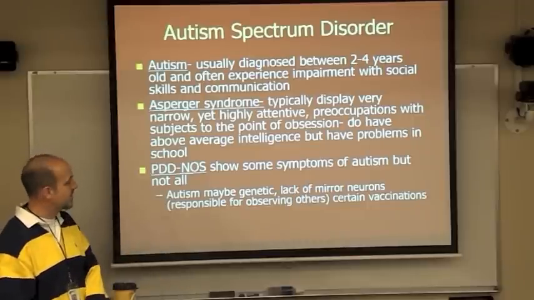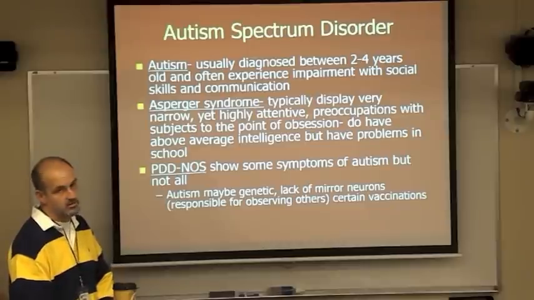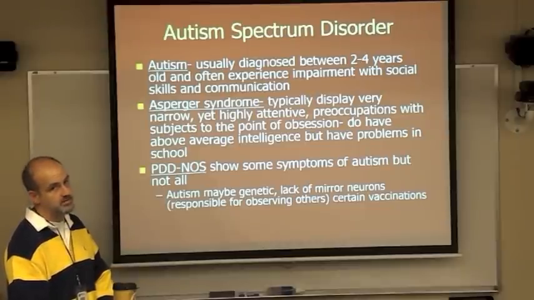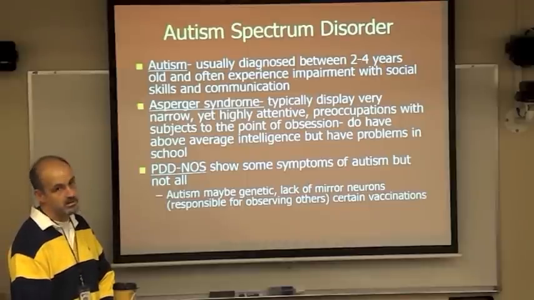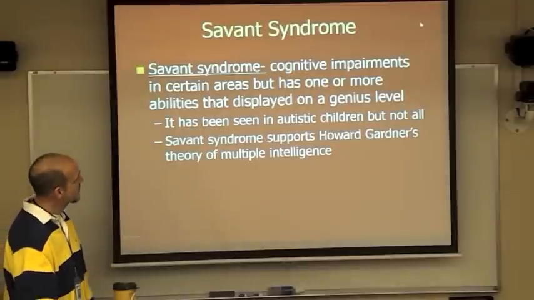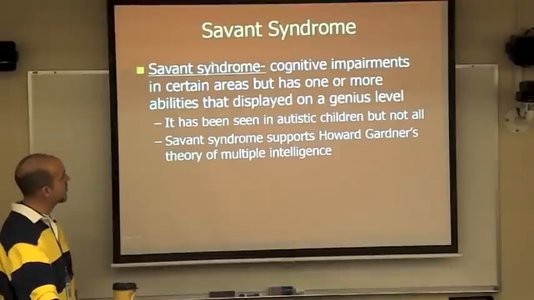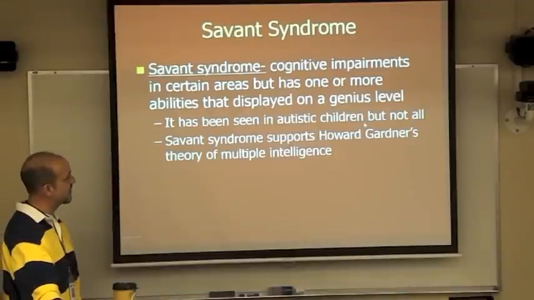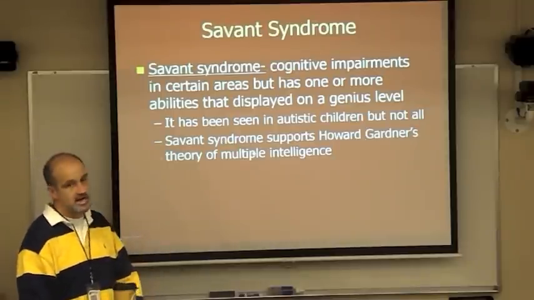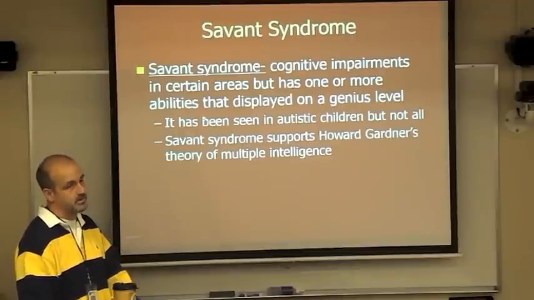Now, there's a lot of theories and a lot of research being done to look at what contributes to autism, and to look for certain types of treatments to better help children adapt to the autistic spectrum they're in. Now, savant syndrome is a cognitive impairment in certain areas, but with one or more abilities displayed at genius level. It often is used with repetition or counting or memorizing. Now, savant syndrome supports Howard Gardner's theory of multiple intelligences, that certain people that are savants struggle in certain areas, but they excel in other areas, or they can become a genius in one area.